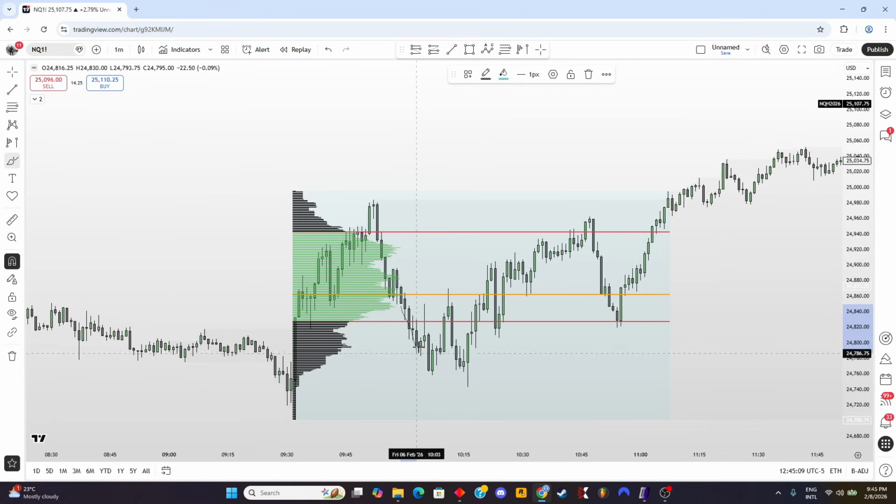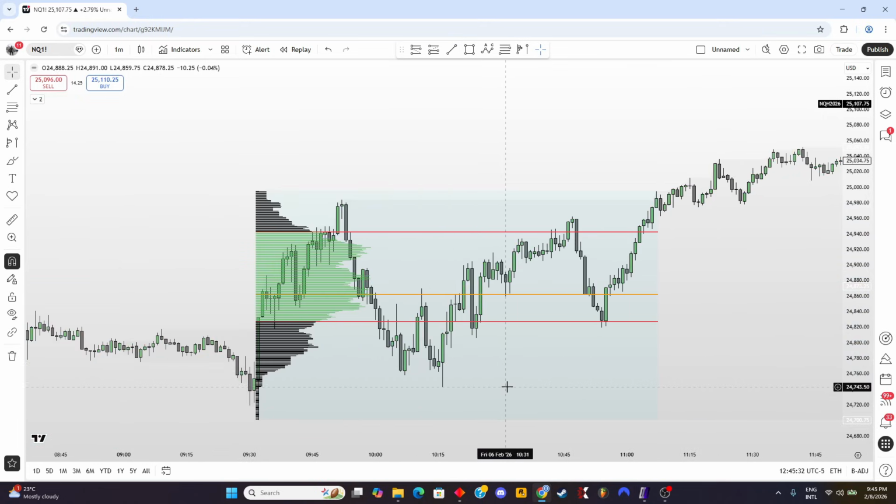Anything below the value area low is abnormal. What do I mean by abnormal? It is an unacceptable price for the participants in this area. So typically when we are below the value area low, you want to look for buys. And typically when we are above the value area high, you want to look for sells. Okay? But you have to also look at the volume profile shape.